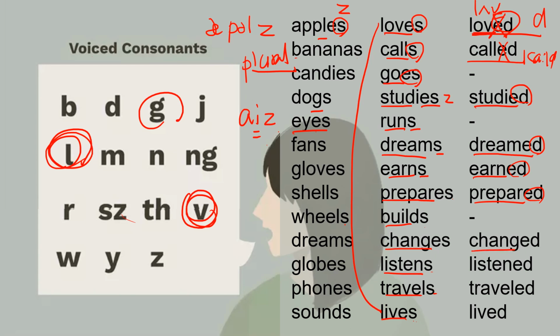Changed, listened, traveled, lived. And here, when you pronounce this ed sound, you don't emphasize the D. Just like if you say loved, you pronounce the D very little. Loved, called, studied, dreamed, earned, prepared, changed, listened, traveled, lived.